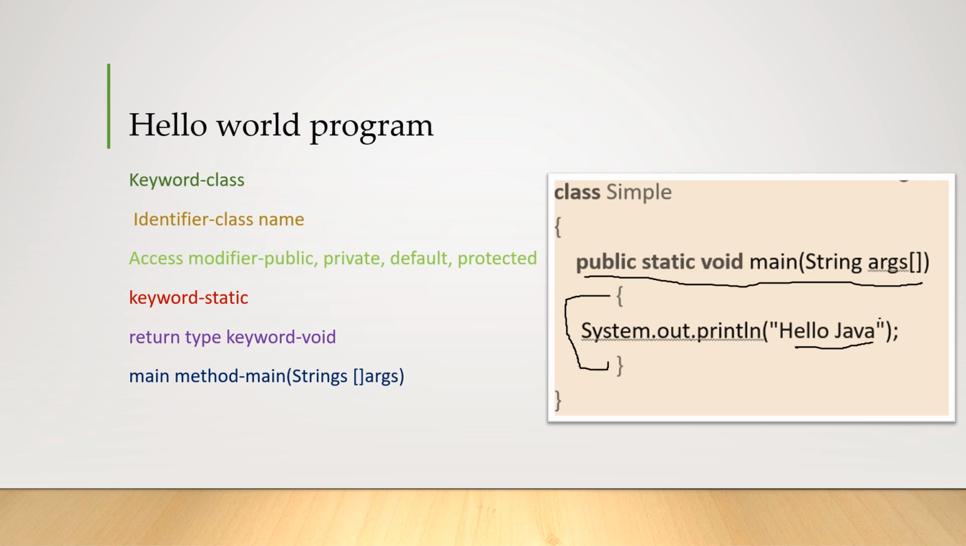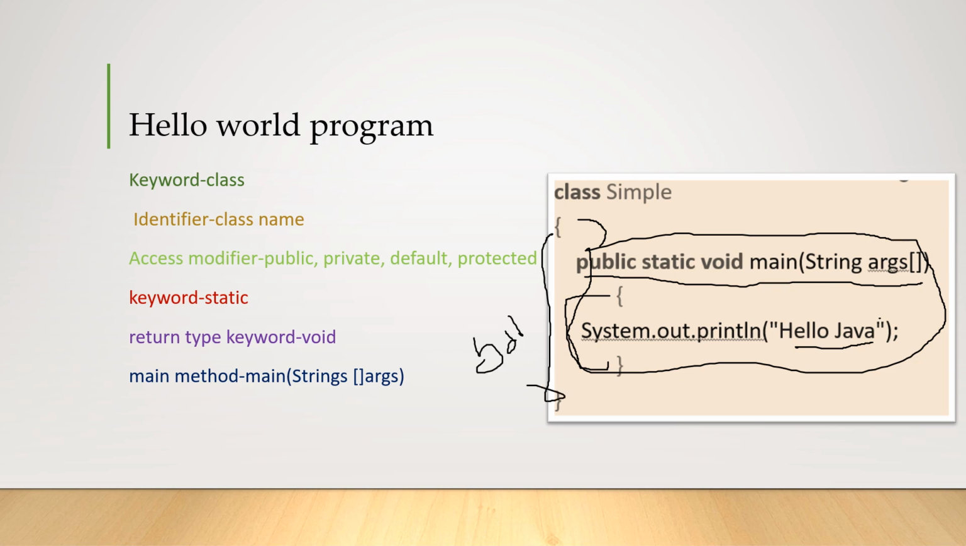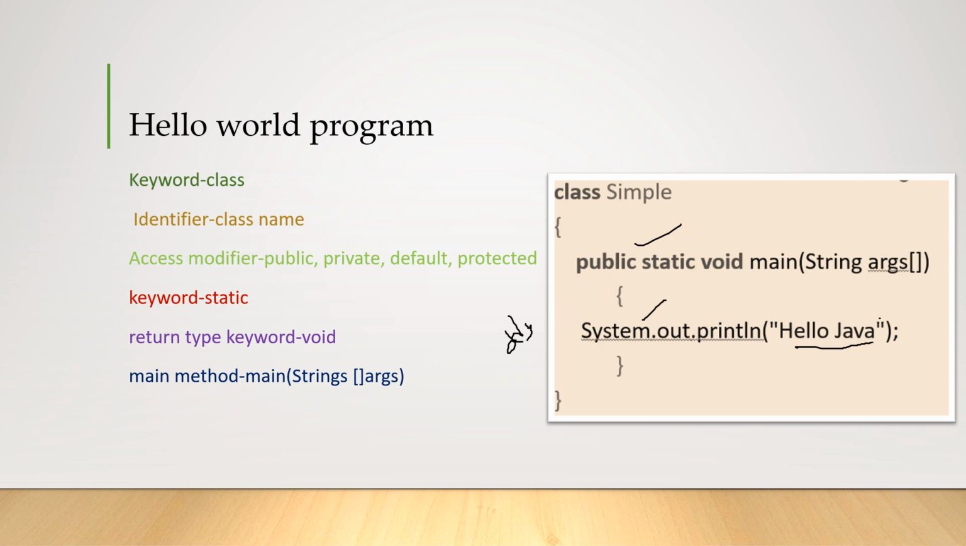We need to get only the output of Hello Java. This complete body we had mentioned in the class Simple. From here to here, this is one body, as we discussed. In this class, in this body, we had given one main method and one logic. What logic? We need only the output of Hello Java. So System.out.println will print what we are giving here. So that's it. I hope you understood something.